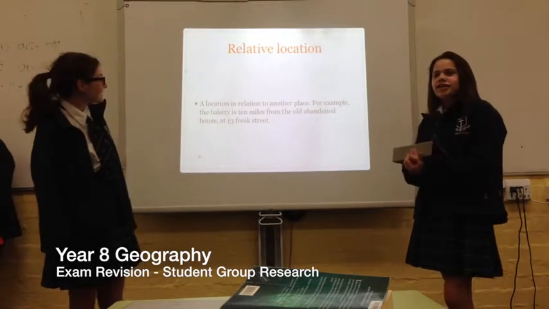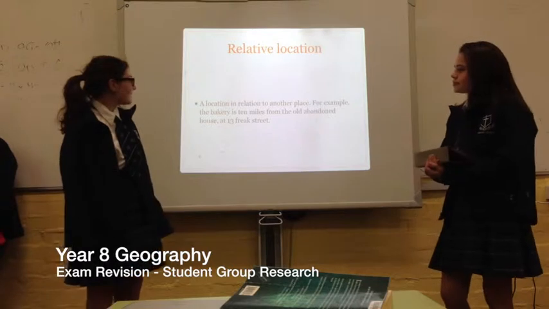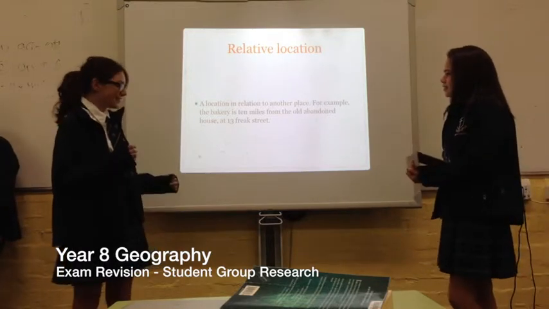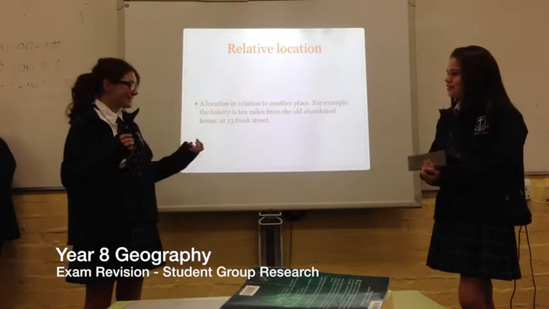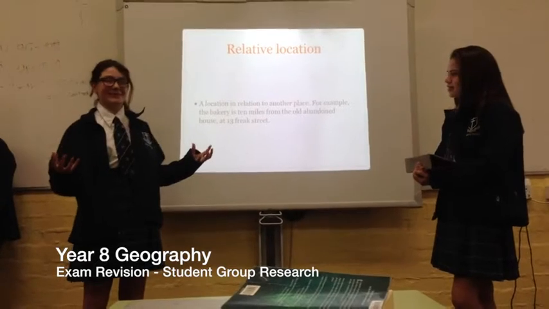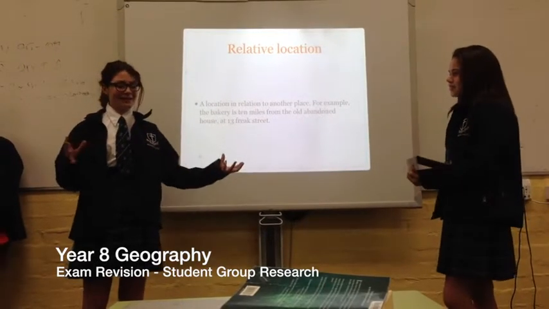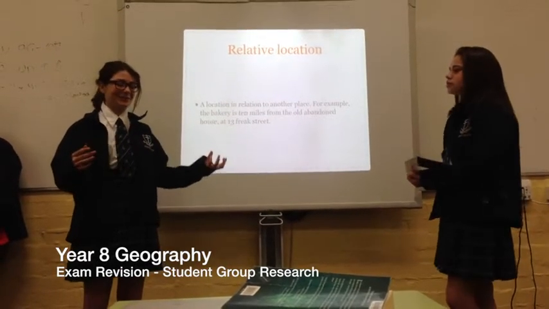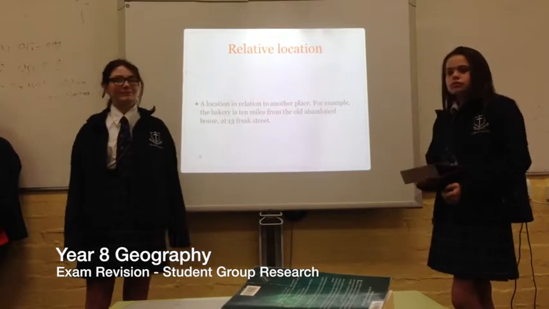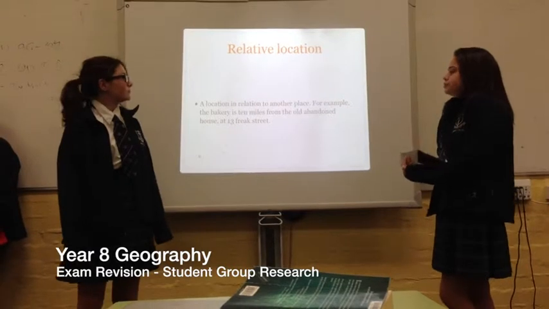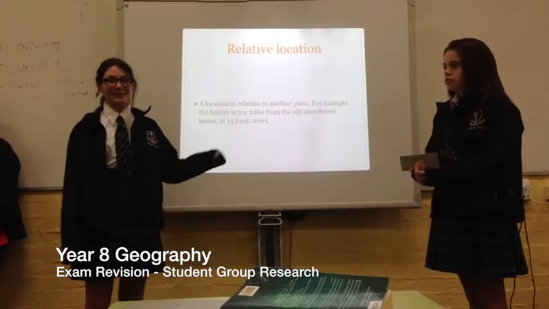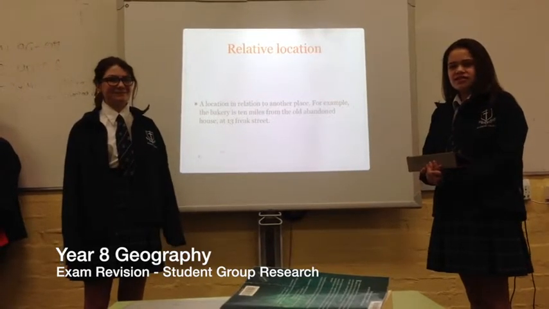Oh, sorry, keep going. Relative location. Freak Street is 10 miles away from the abandoned house of the single precinct. So it's like near a place, but you don't see the actual address or the place. Yeah. So give me the relative location of Braemar. It's 5 miles away from the tree, isn't it?